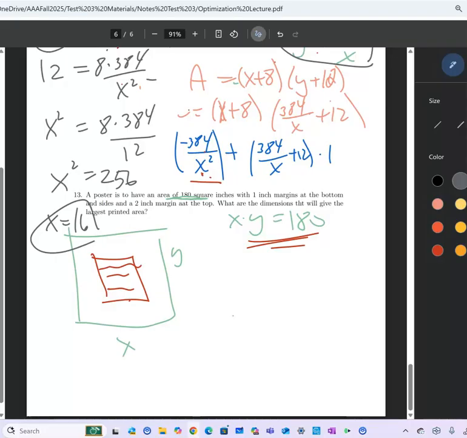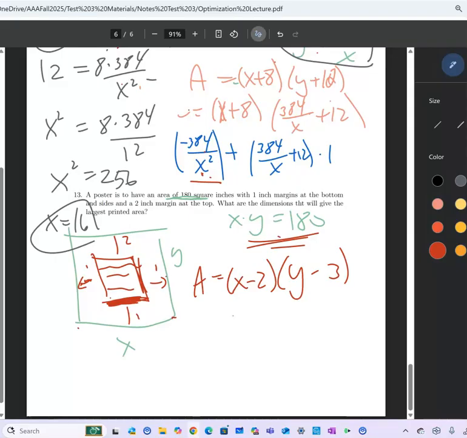This one here, let's set it up. So I'm going to have, that's the area of the whole thing. So if I want to find out the area of this region in here, let's look at what the margins are. 1 inch at the bottom and the sides, right? So 1, 1, and then 2 inches at the top. So then the area of this red part here would be x subtract 2, right? x subtract 2, and then y subtract 3.